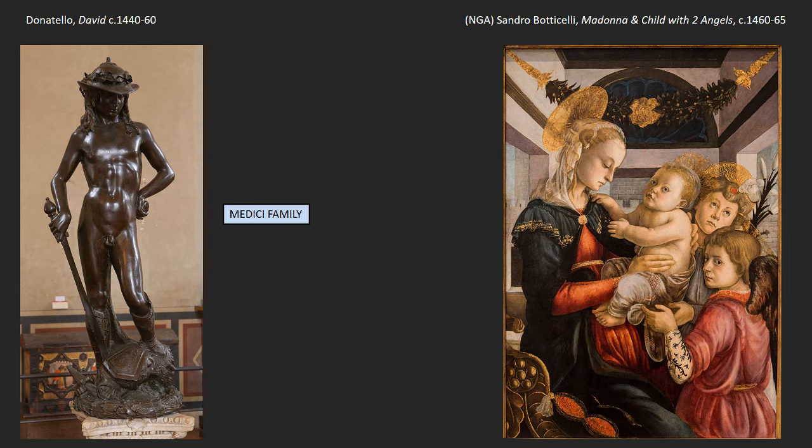Okay? The David on your left, also for the Medici family, to be displayed inside of their palace because they couldn't put it up outside. Right? It was against the law in Florence for an individual to erect a public monument.